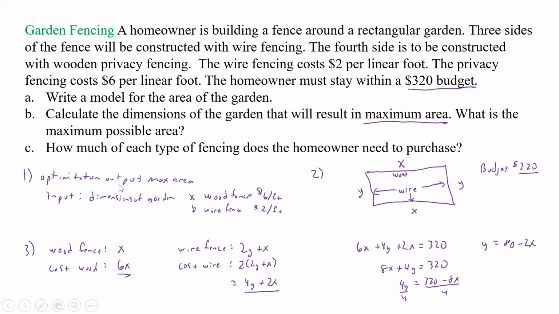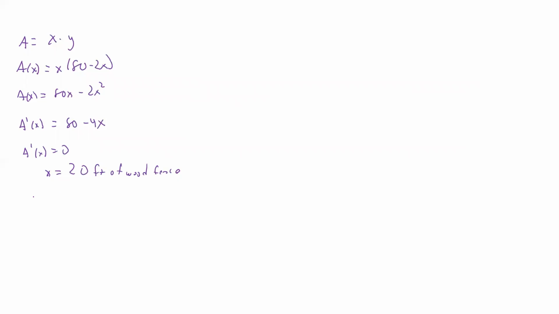Now what was y? Well, y was 80 minus 2x. So y equals 80 minus 2 times 20. 2 times 20 is 40. 80 minus 40 is 40. So y is equal to 40 feet.